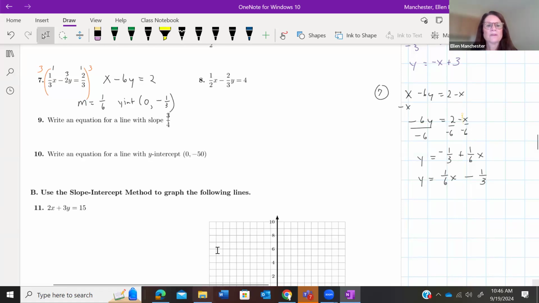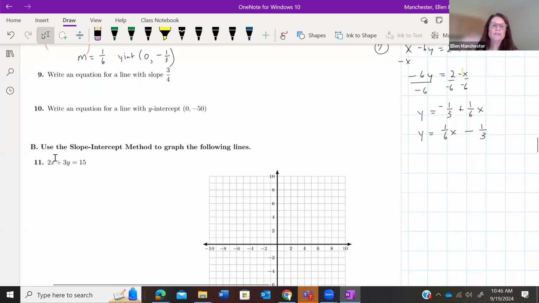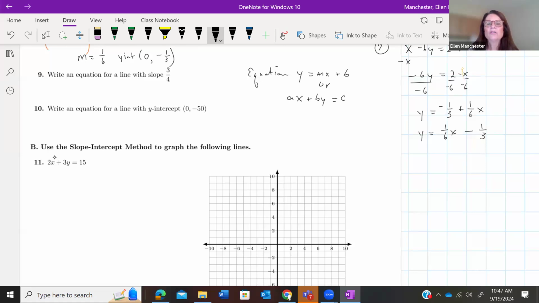Okay. All right. So on number 9 and 10, it's asking you to write an equation of the line with a slope of 3/4. So just remember, an equation of a line is always in the form y equals mx plus b, or ax plus by equals c. You can write it either way. This is actually the easier version to write an equation of a line, the y equals mx plus b, because the m is sitting there, the b is sitting there.